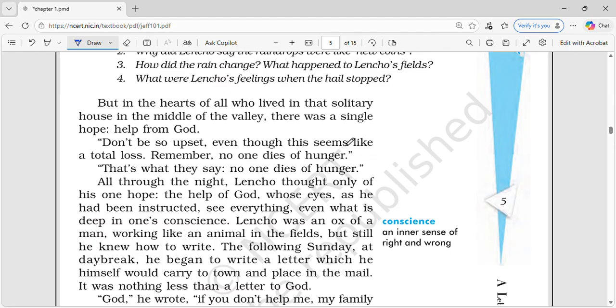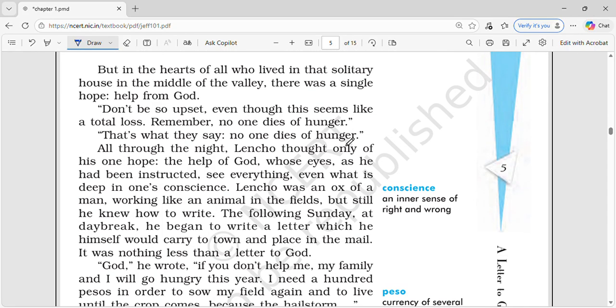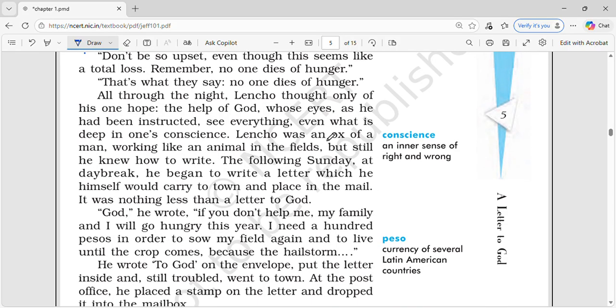So don't be upset, even though it seems like a total loss. Remember, no one dies from hunger. That's what they say, but no one dies from hunger. So over here they're saying that don't be upset, even though it seems like a total loss, remember that no one will die from hunger, and see what happens.